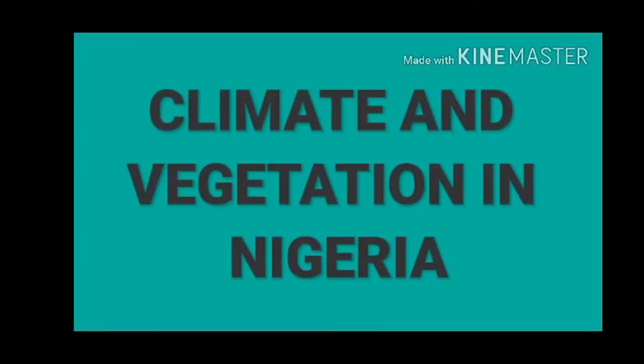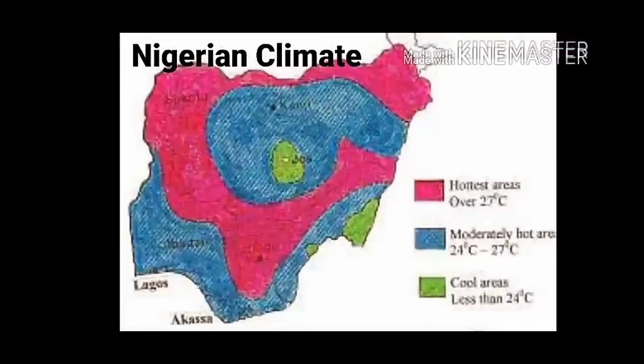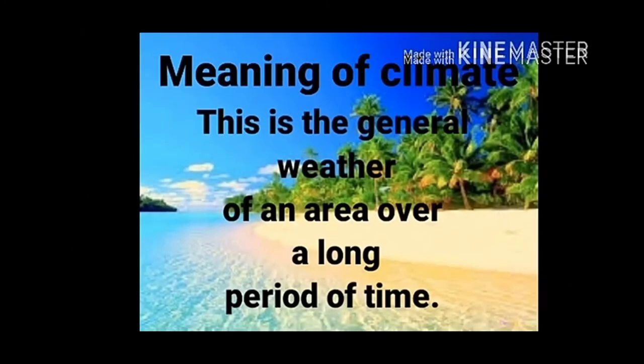Now, another topic we want to look into is climate and vegetation in Nigeria. When we talk about climate and vegetation in Nigeria, we're trying to look at the seasons, the weathers, and then the environmental condition of the country. First, the map of Nigeria: the pink region is showing the hottest areas, the blue region is showing the moderately hot, while the green regions are the cool places.